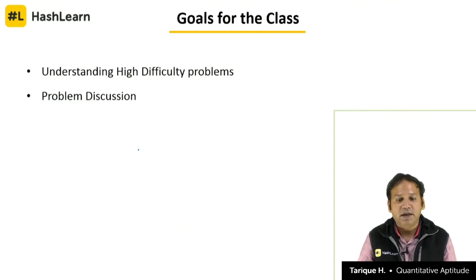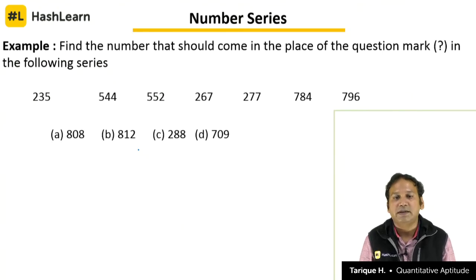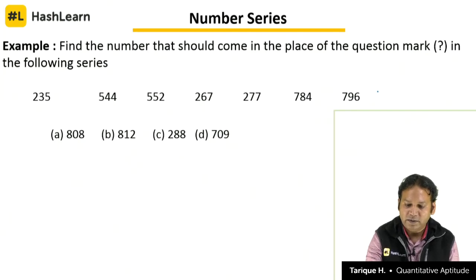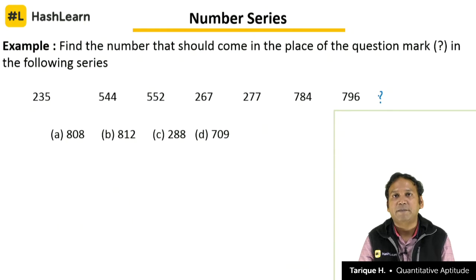Now let's take an example of a question. You can look at the question on the screen, and there are answer options also given, A, B, C, D, and the numbers are 235, 544, 552, 267, 784 and 796. Can you find out what number will come in the place of the question mark here?